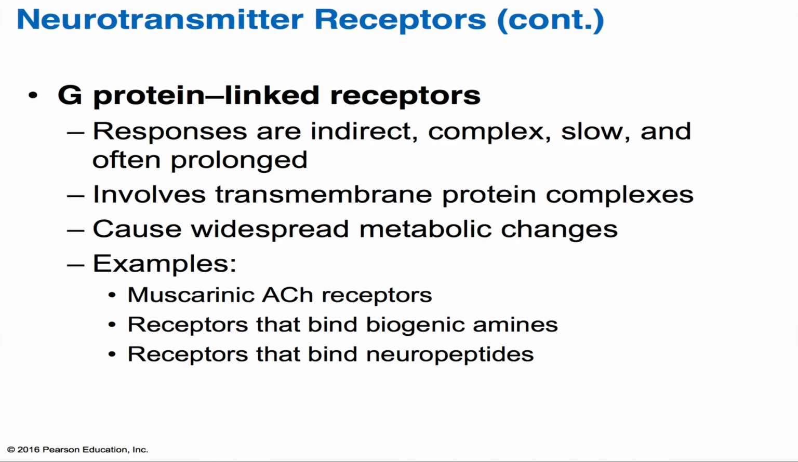G protein-linked receptors are almost opposite of the channel-linked receptors we learned about. In G protein-linked receptors, the responses are indirect, complex, and slow. However, their effects are often prolonged. The receptors are transmembrane protein complexes. They include muscarinic acetylcholine receptors and those that bind to biogenic amines and neuropeptides. Because their effects tend to bring about widespread metabolic changes, G protein-linked receptors are commonly called metabotropic receptors.